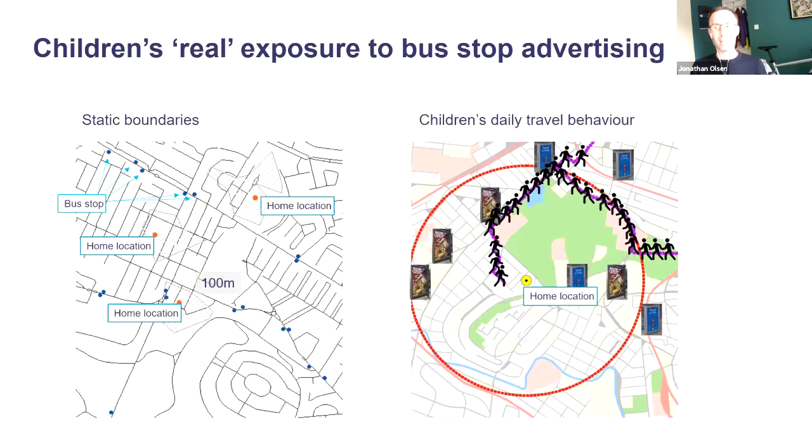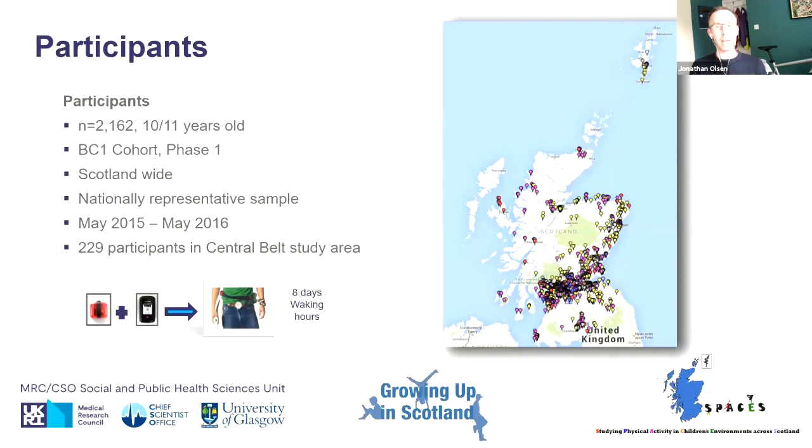And therefore our final step was to join that bus stop audit, so those locations coded with the advertisement content, to actual GPS tracks of school children to show where the adverts were that children encountered as they travelled. So we did this using data from the Spaces study, which is something we hold at the MRC Social and Public Health Sciences Unit, and it collected detailed mobility data for children across Scotland. Children were aged 11 and 12 and wore GPS devices over 8 days during waking hours. And in our analysis that I'm going to present the results for, there were 229 children included.